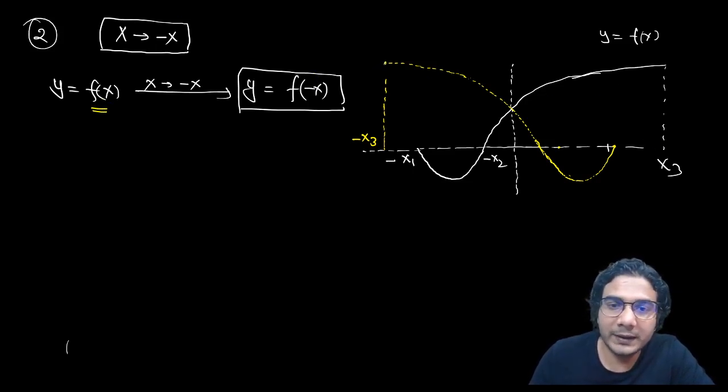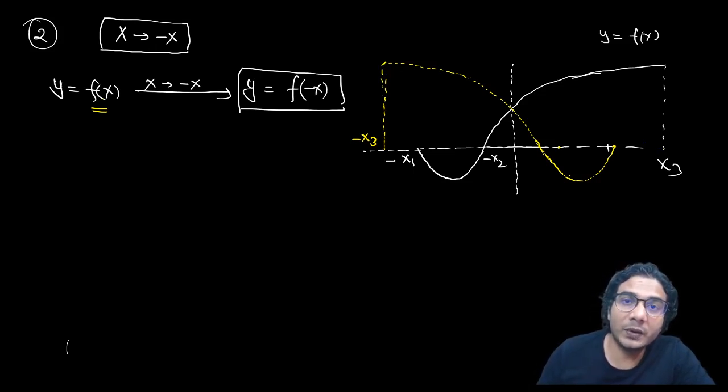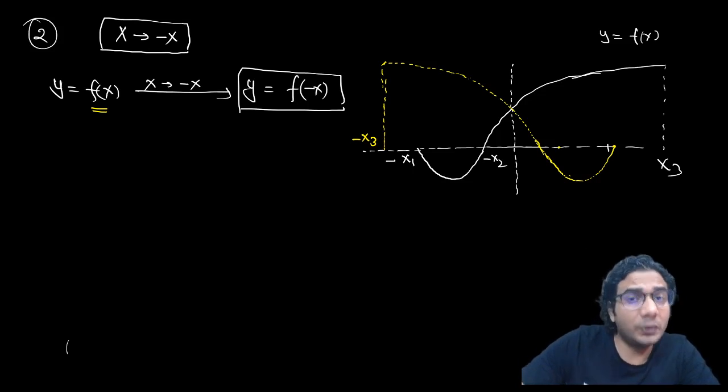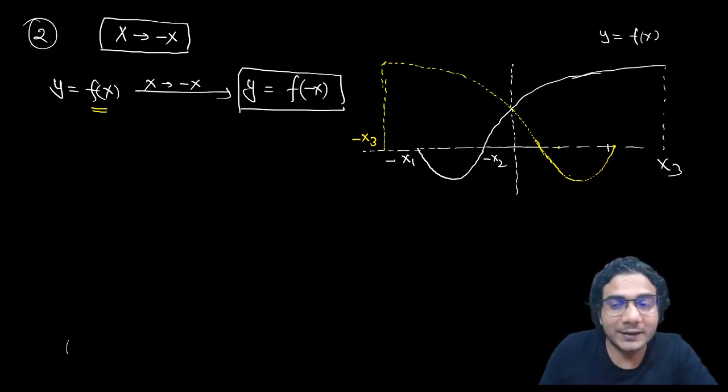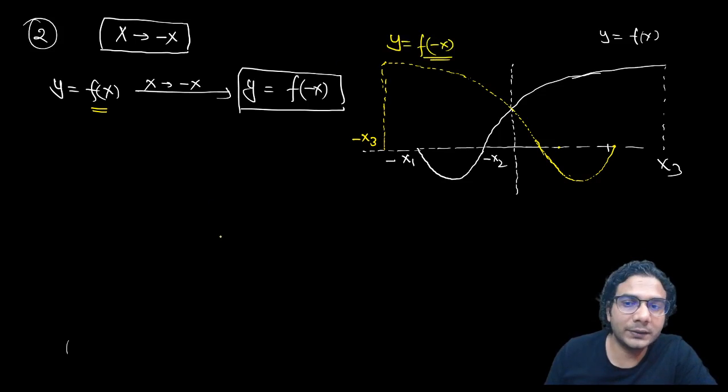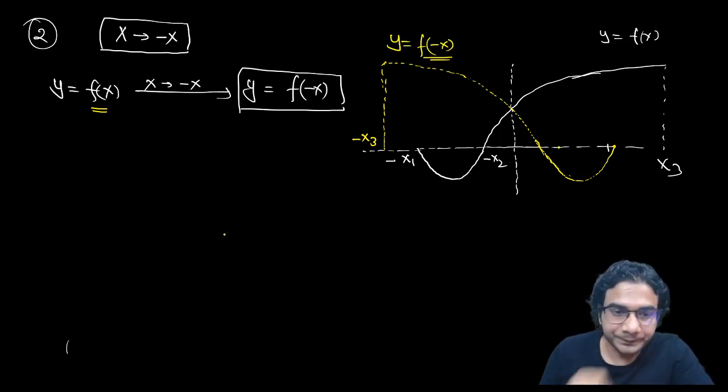All right. So when you replace x by minus x, the values which you were getting for positive x, now you will get those values for negative x. The values of y which you were getting for negative x, now you will get those values for positive x. That's why this graph is reflected about the y-axis. Okay, this is the graph.